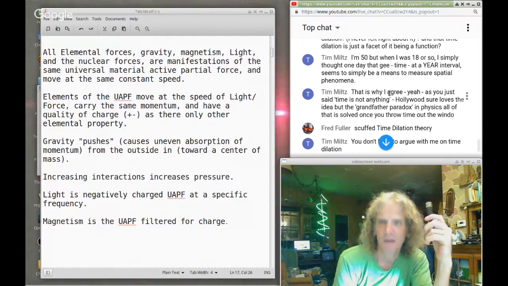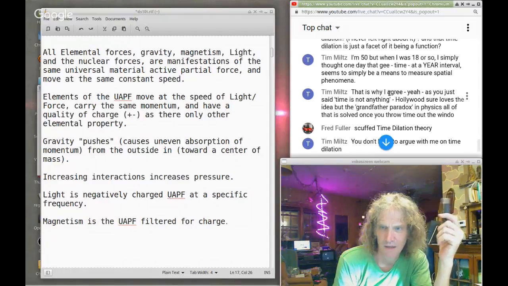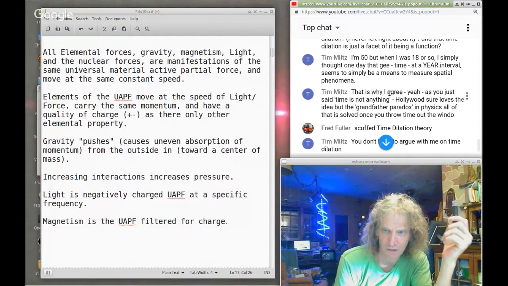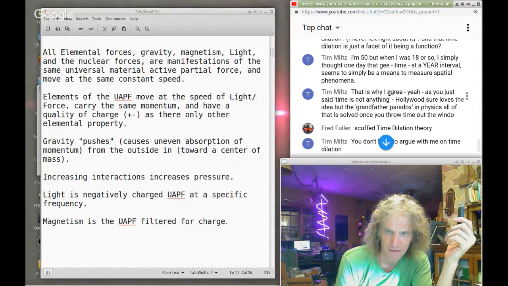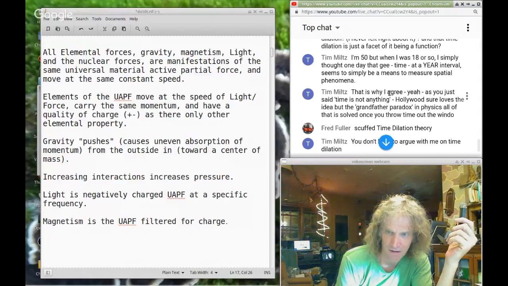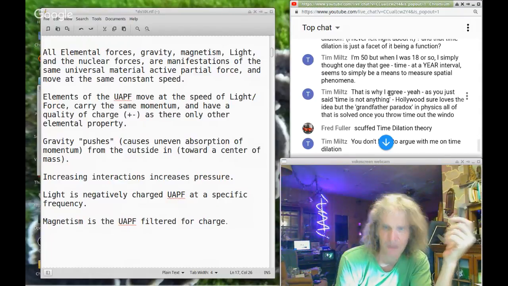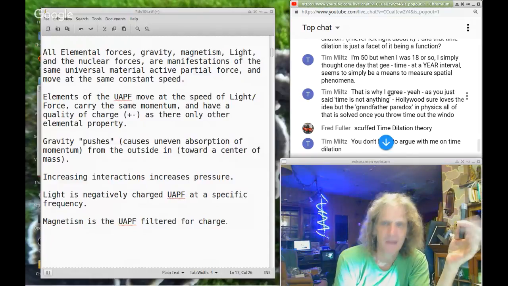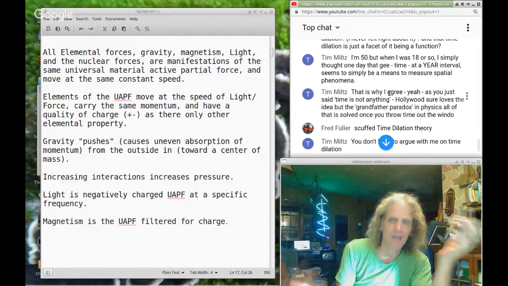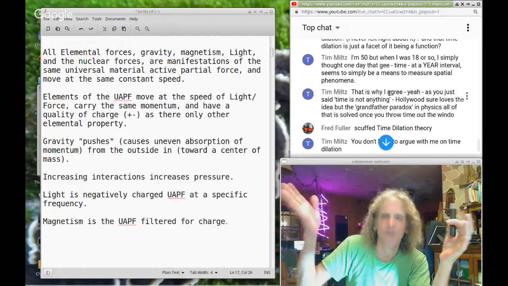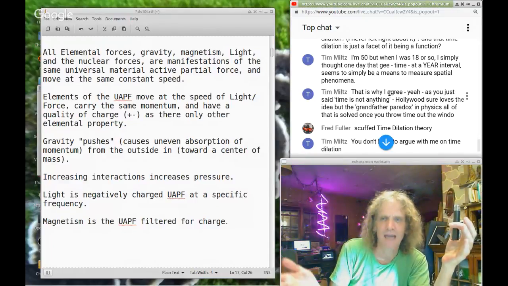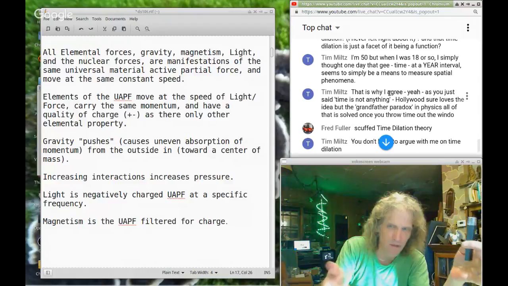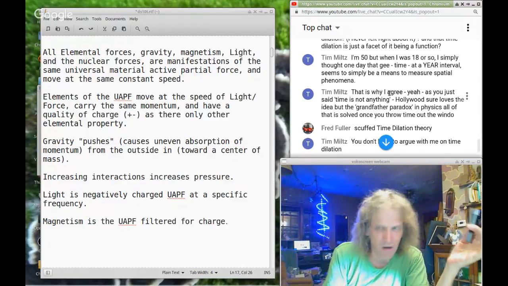That is why I agree. Yeah, as you just said, time is not anything. Hollywood sure loves the idea, but the grandfather paradox in physics, all of that is solved once you throw time out the window. Well, clearly they have rationalizations for all kinds of paradoxes, but the very fact that they concede that maybe in multiple frames it would be possible to change the order of events where you could actually witness your own birth, clearly that's pretty ridiculous.